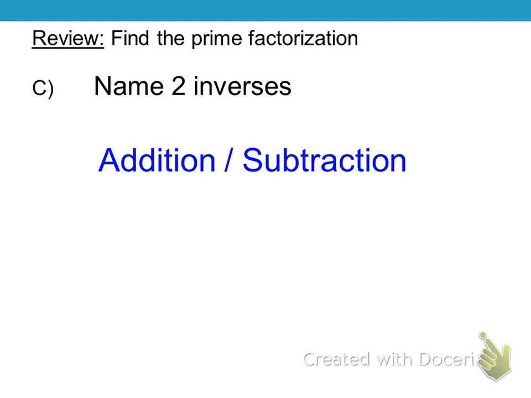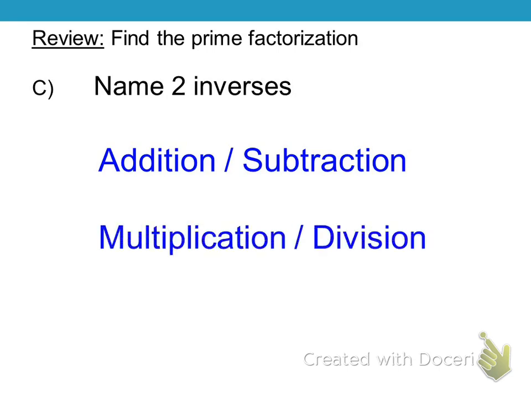Okay, so we use this idea on the warm-up, right? An inverse is an operation that undoes another operation. So addition and subtraction are inverses because they undo one another. Multiplication and division are also inverses because they undo one another. We use inverses, just like on the warm-up, when we solve equations. So if you want to undo something, you do the inverse operation. Again, this is a review. Any questions?